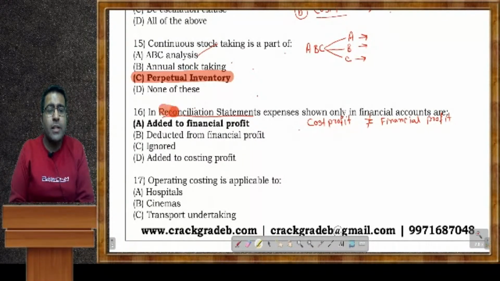In a reconciliation statement, expenses shown only in financial accounts are: added to financial profit, deducted from financial profit, ignored, or added to costing profit. In this situation, all the expenses which are shown in financial accounts are added to the financial profit. Always added to the financial profit. Okay.